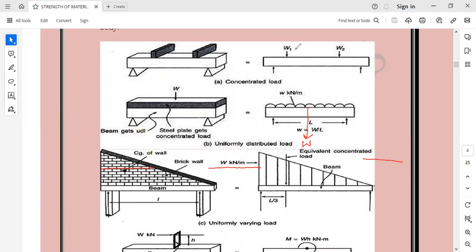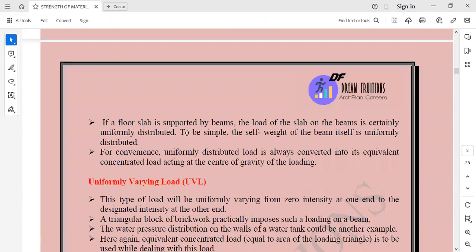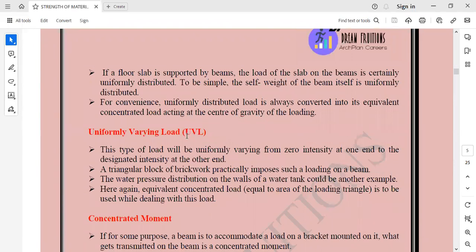So now we have discussed uniformly distributed load. The next type of load that we are going to discuss is uniformly varying load. In uniformly varying load, the load will uniformly vary from zero intensity at one end to the designated intensity at the other end. Designated intensity could be the maximum intensity. So I will give you an example of this.